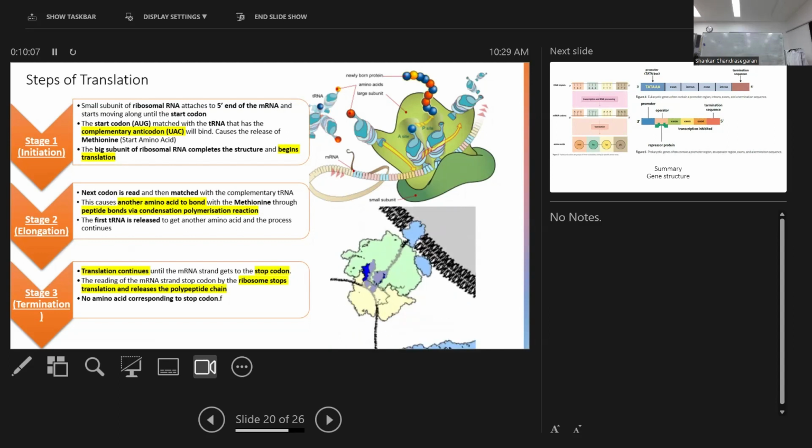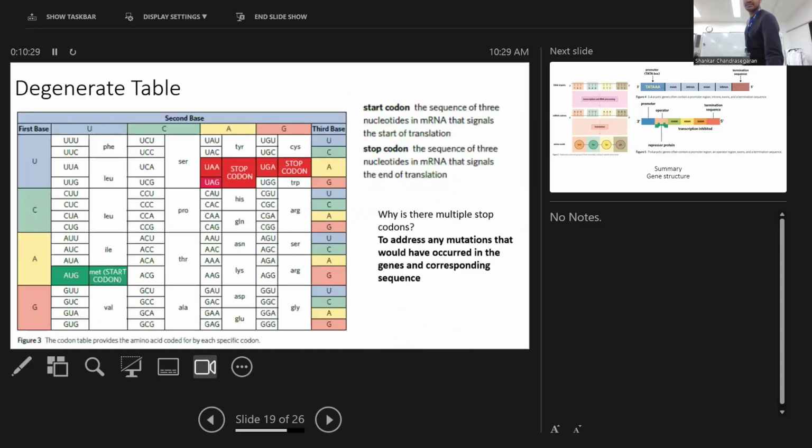Once it reaches the start codon, the tRNA molecule matches with that start codon. So the tRNA molecule is always carrying something called a complementary anticodon, which is basically a way for it to match the right amino acid with the right bases. So let me show a picture. Should have put it together here.